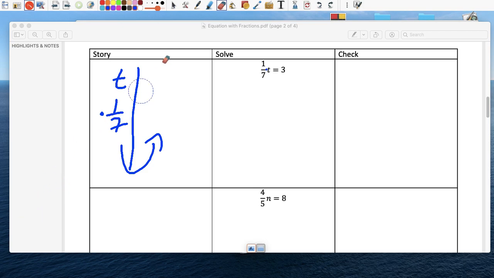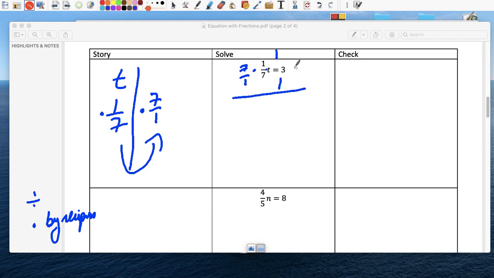So remember, dividing is the same as multiplying by the reciprocal, right? So 1 over 7, we could have written divide by 1 over 7, but that really means multiply by 7 over 1, multiplied by its reciprocal. So that's what we're going to do here. We're going to multiply this by 7 over 1, and on the right side, I'm going to multiply by 7 over 1.